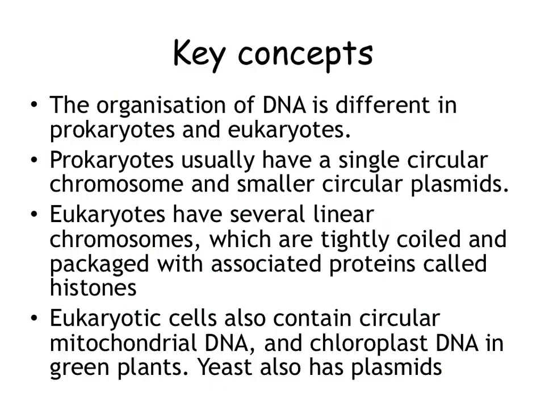So to summarise, the organisation of DNA is different in prokaryotes and eukaryotes. Prokaryotes usually have a single circular chromosome and smaller circular plasmids. Eukaryotes usually have several linear chromosomes which are tightly coiled and packaged with associated proteins called histones. Eukaryotic cells also contain circular mitochondrial DNA and chloroplast DNA in green plants. So both of these are circular. And yeast also contains plasmids.